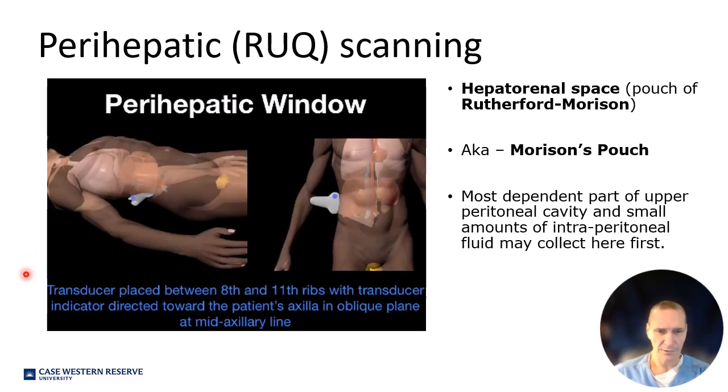Most literature will tell you to look between the 8th and the 11th rib. However, in reality, you're just going to put the probe on the patient, indicator towards the head, maybe angled slightly so you can get between the ribs, and start scanning and looking for structures that are familiar.